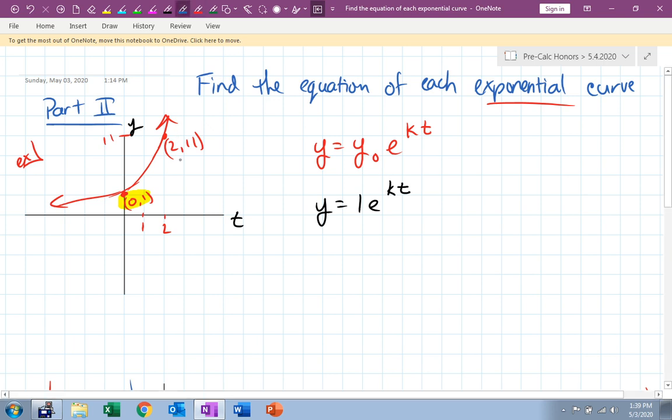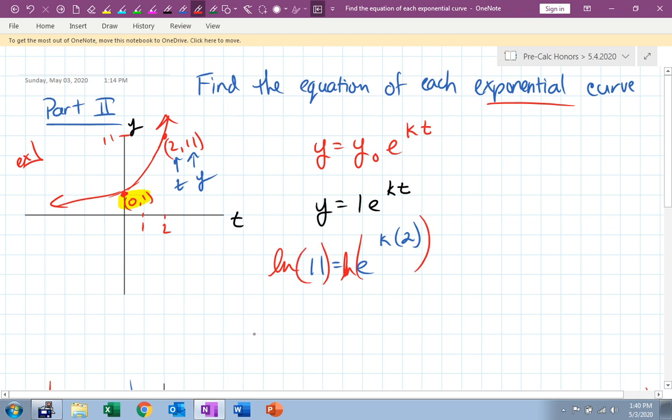So we're going to use our second value, 2 and 11. That's my t and that's my y. So I'm going to say 11 equals e to the k times 2. I'm not even going to write the 1 because we don't need to. My goal again is to solve for k. So to get the exponent down, we have to ln both sides. So we're doing natural log.